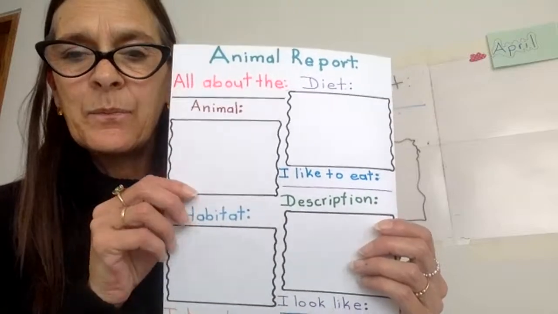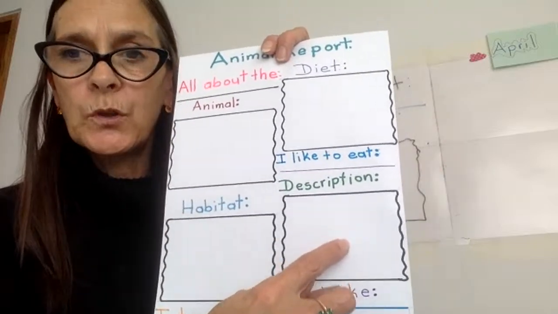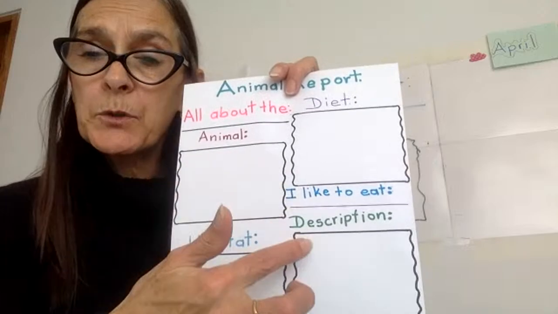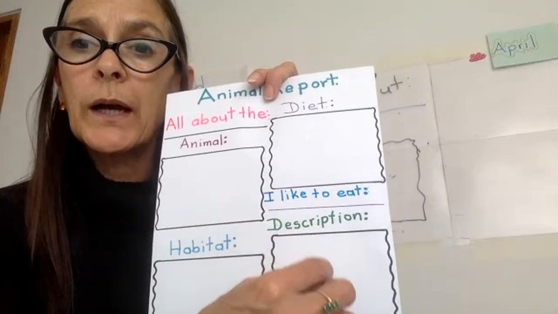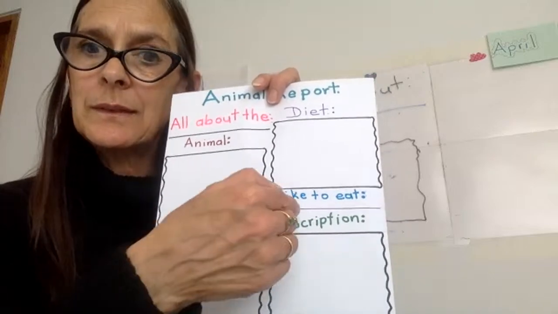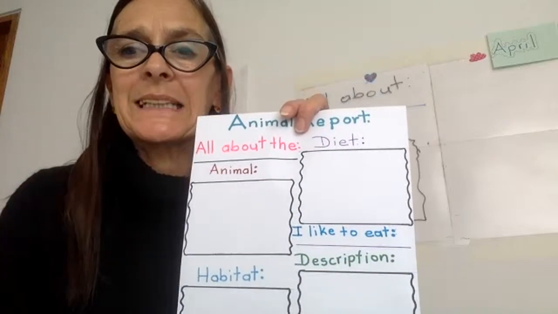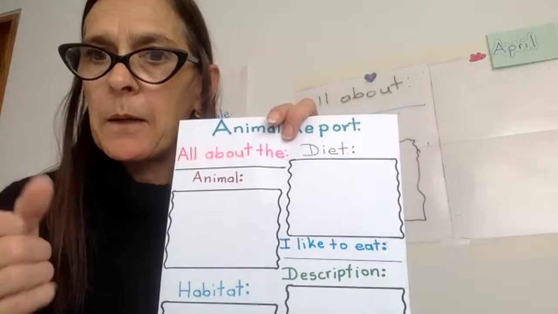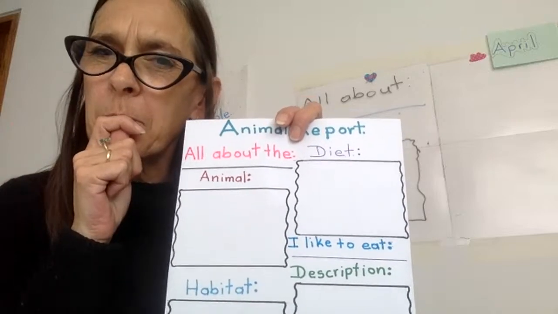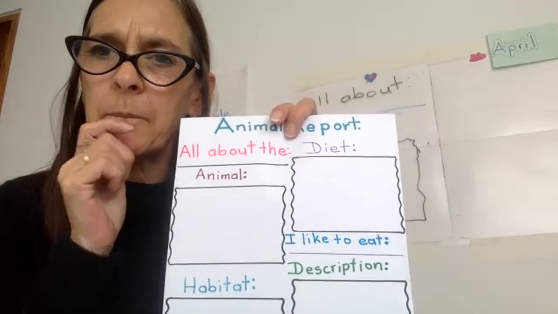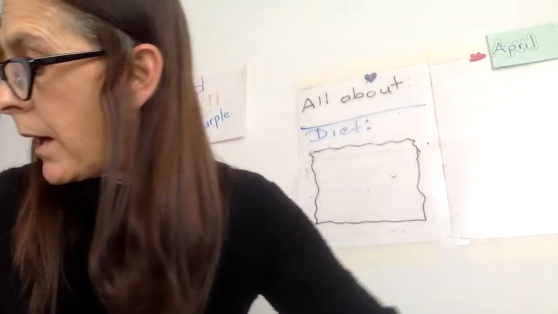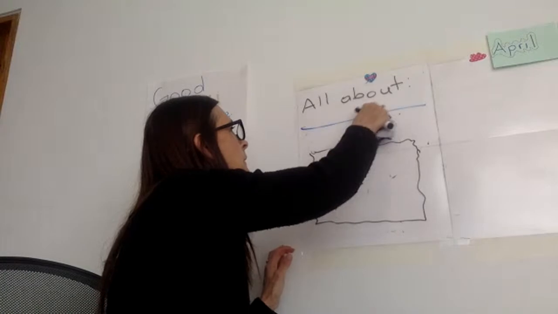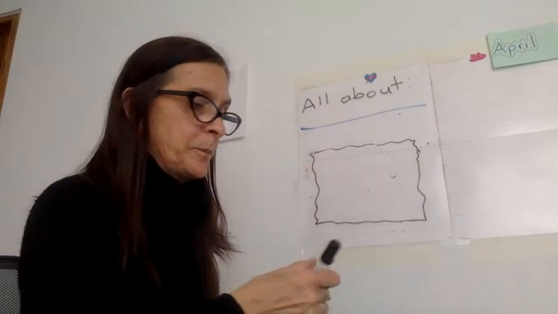Okay. Then, in the fourth box, we are going to write down the description. That description means that I am going to write about this animal. For example, the size, the color, the shape. What else can we talk about or describe an animal? So I am going to draw my box of description.